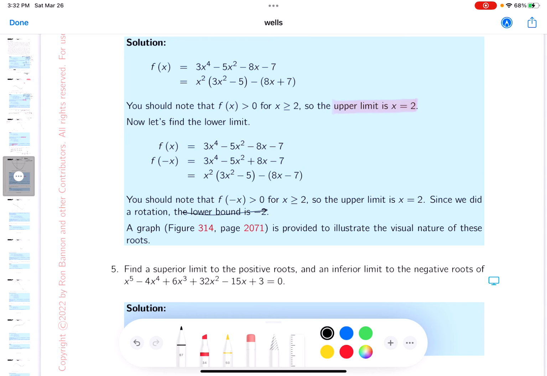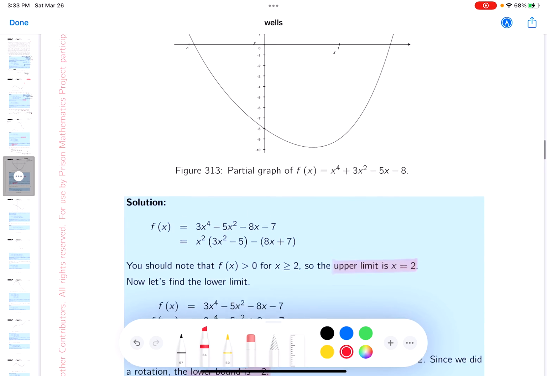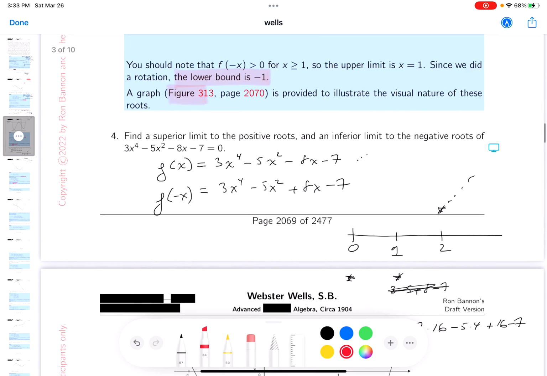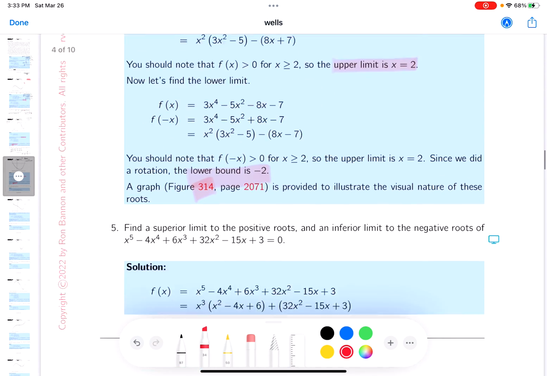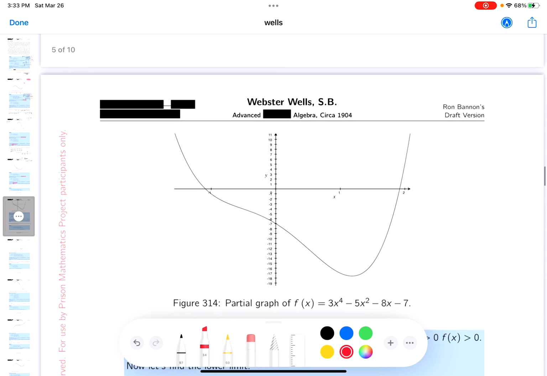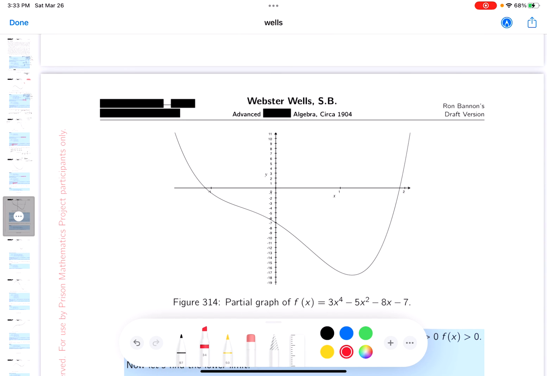Whoops, I got a mistake there. Go backwards. Let's look at the picture, though. Figure 314. Did I put 314 down twice already? Oh, no, I'm sorry. It's 313. We're looking at 314. Wow, we did it right. All right, upper bound we said was 2. Lower bound we said is minus 2. We did it right. Got those integers going, all right?